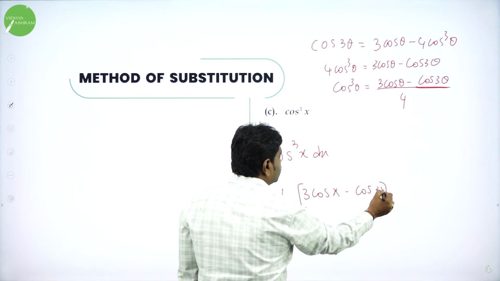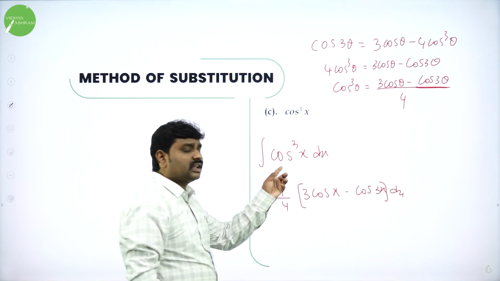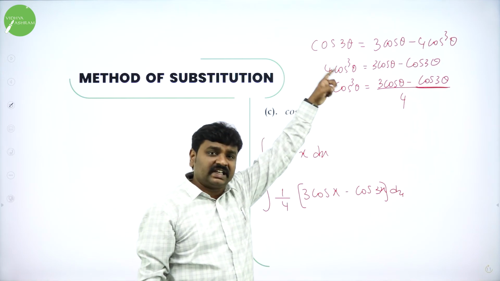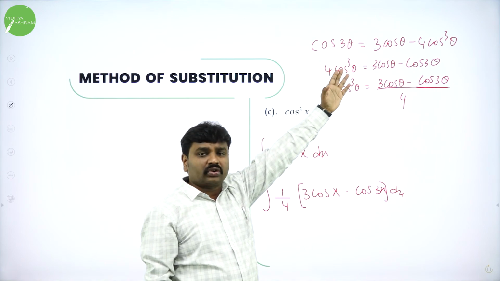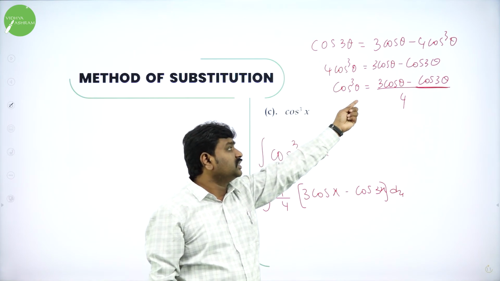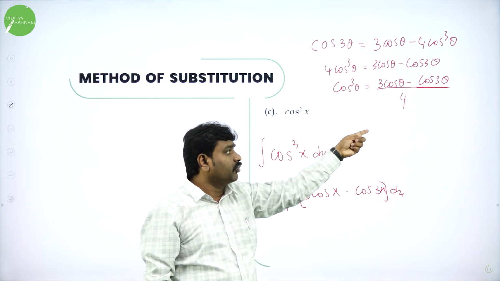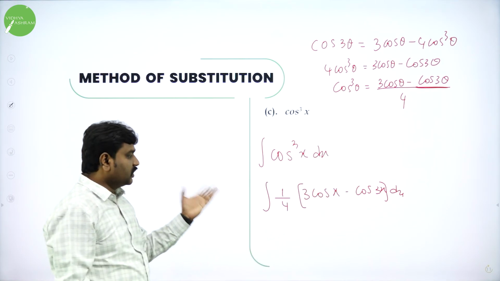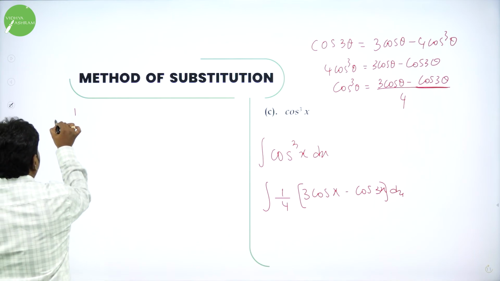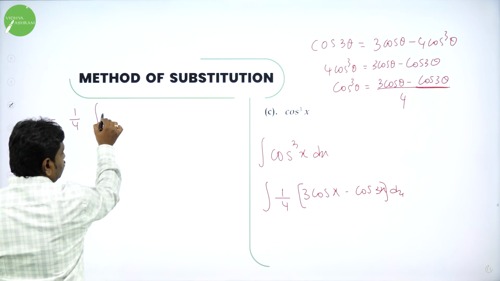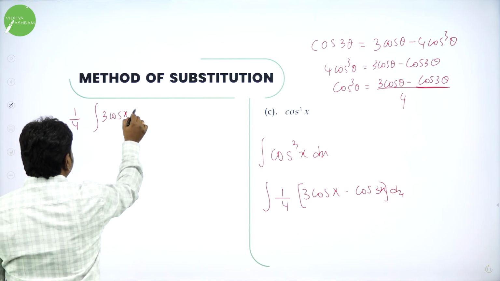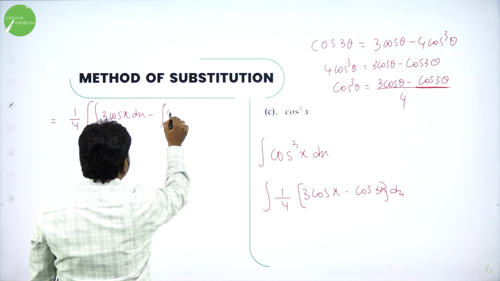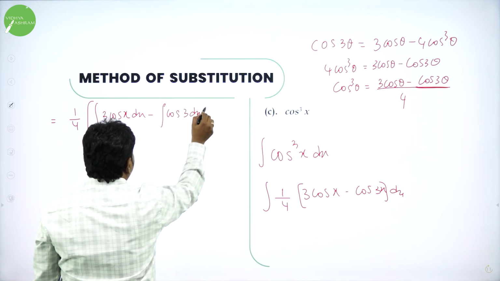See my dear students, I have not integrated yet, I am writing the equal value of cos cube x. Cos cube x can be derived from cos 3 theta. Cos 3 theta is 3 cos theta minus 4 cos cube theta. Rearrange, you will get cos cube theta as (3 cos theta minus cos 3 theta) by 4. So I will write 1 by 4 outside. Now integrate. So 1 by 4, take it out. So integrate what? 3 cos x dx minus integrate what? Cos 3x dx.